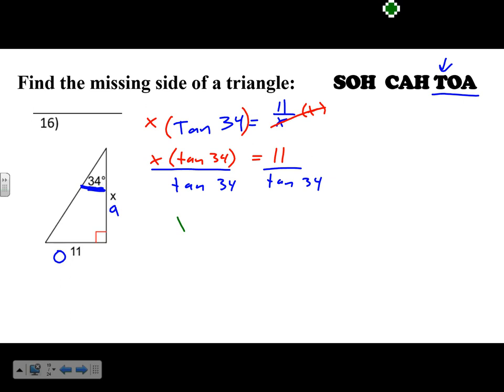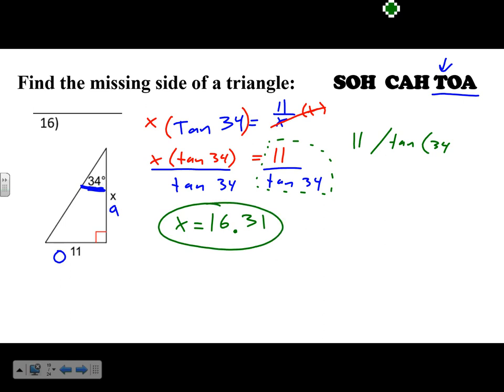So x is equal to, just put this in your calculator exactly how you see it. 11 divided by tangent of 34. It's going to put that parenthesis in. You can leave it like that. So 11 divided by the tangent of 34. X is 16.31. It doesn't tell me where to round, and so I'm going to go to 2 decimal places. So that's really all there is to it.